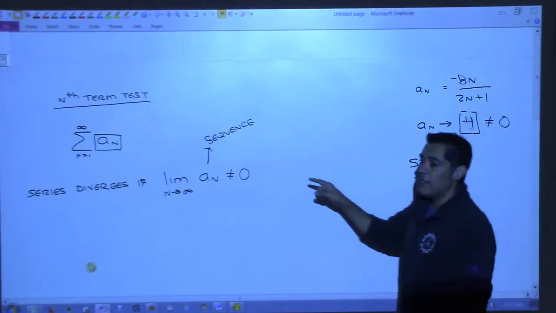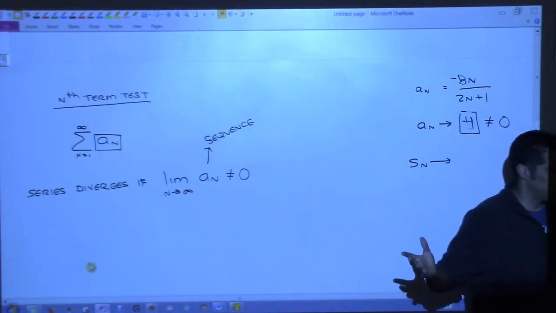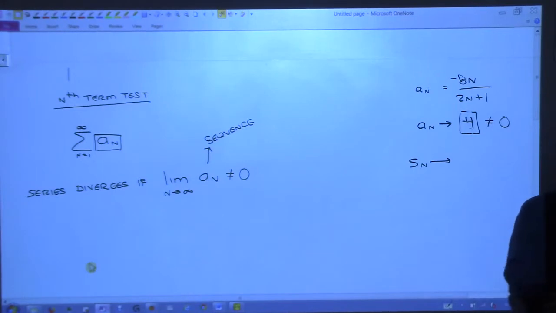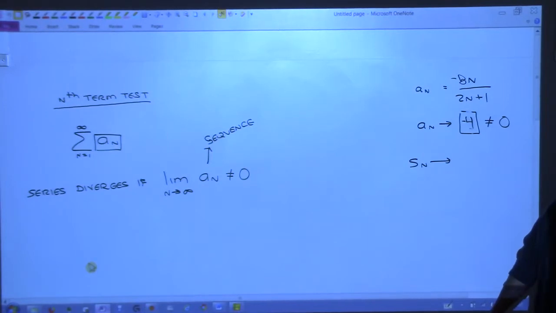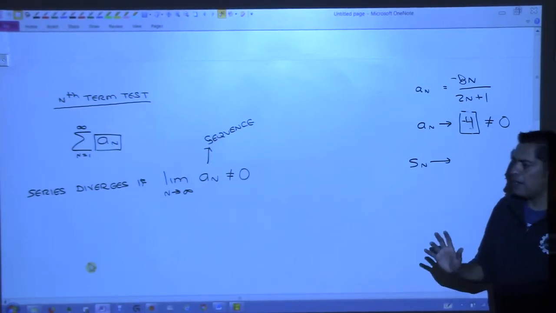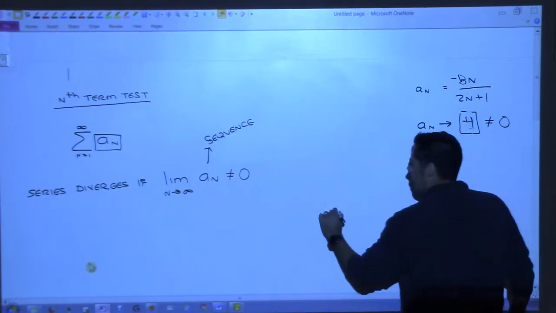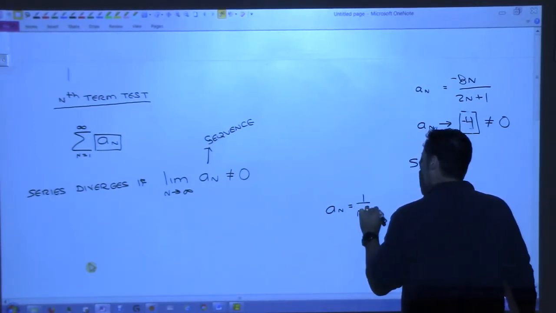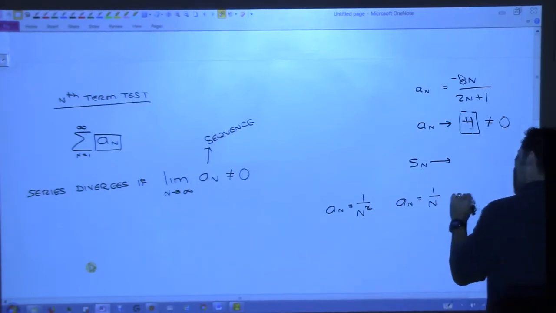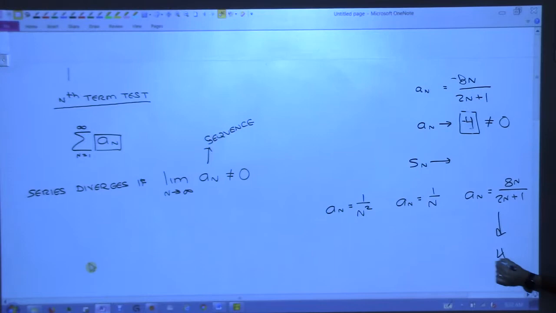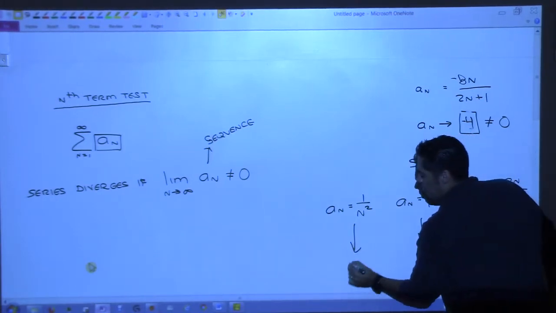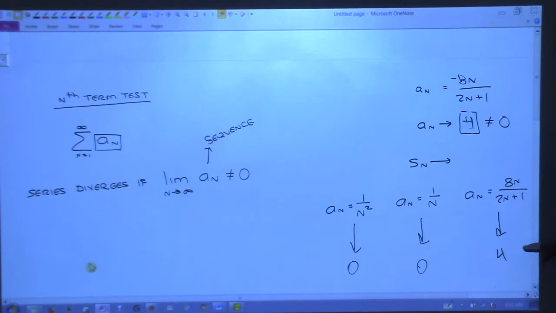Now, what if your limit is 0? Yeah, what does it say here? It says inconclusive, right? Inconclusive. So we have to be very careful with the logic here. I've given you now 3 sequences to look at. Well, I guess we can do this one, 8n over 2n plus 1, right? This one converged to 4. This one converged to 0. This one converged to 0 in terms of the sequences, right?